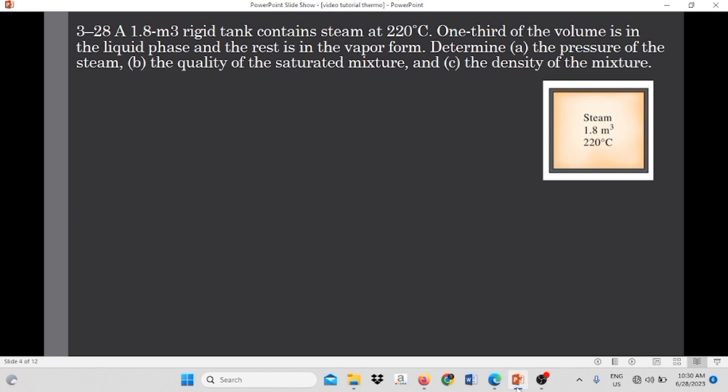First, we're going to find the pressure of the steam. We can find this pressure using the property table, but first we're going to analyze it. Since the unit is SI and the given is temperature, and one-third of the volume is in the liquid phase and the rest is in the vapor form, it is saturated water.